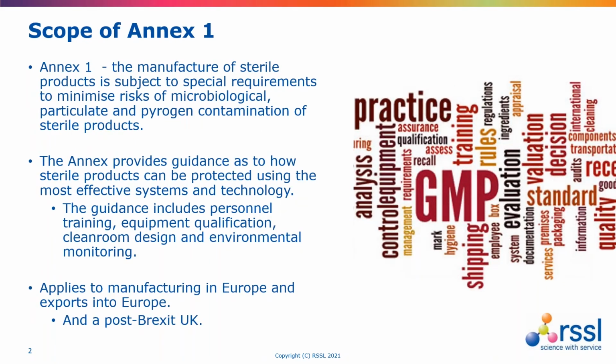So let's begin by considering the scope of Annex 1. Annex 1 is all about the manufacture of sterile products, and I'm sure you're aware that these are products that are subject to special requirements, which are designed to minimise the risk of microbiological, particulate and pyrogenic contamination, and by pyrogen that's principally endotoxin. And it's an annex to the EU Good Manufacturing Practice.